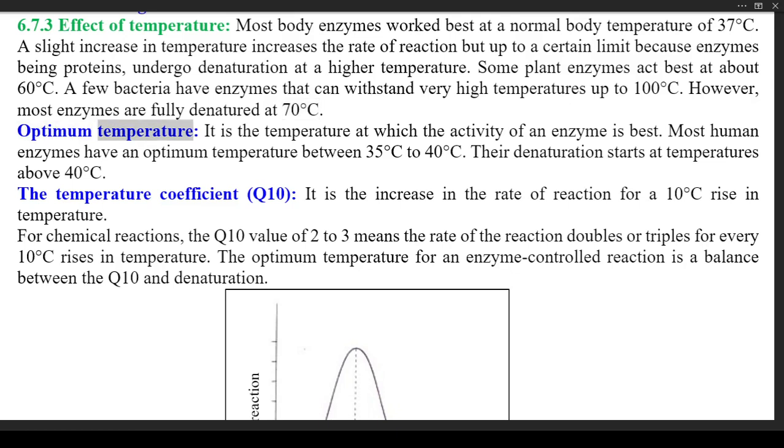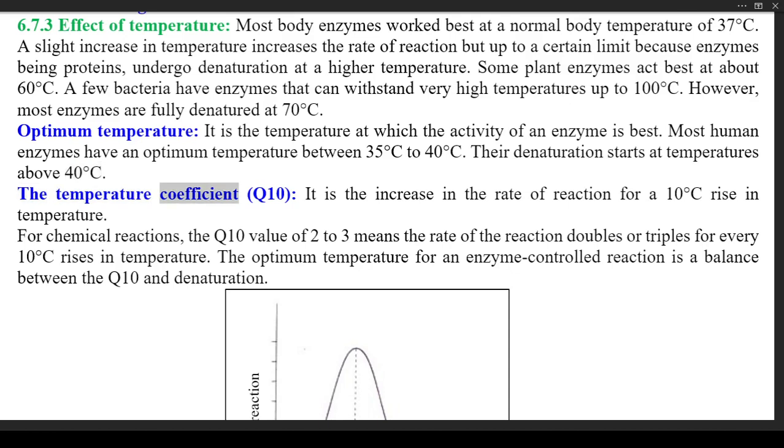Optimum temperature. It is the temperature at which the activity of an enzyme is best. Most human enzymes have an optimum temperature between 35 degrees Celsius and 40 degrees Celsius. Their denaturation starts at temperatures above 40 degrees Celsius.